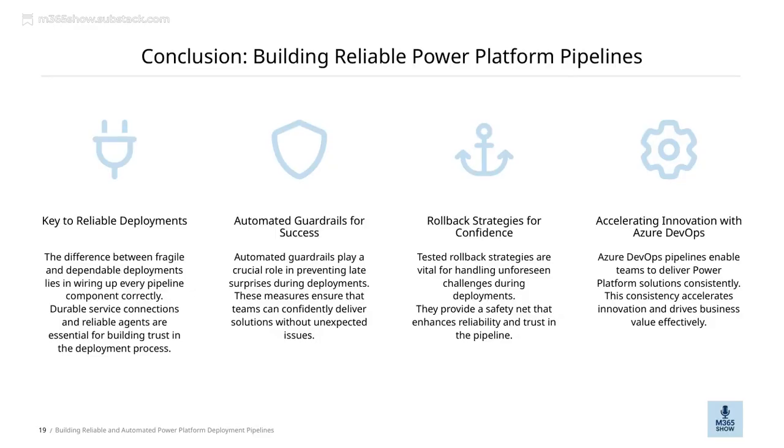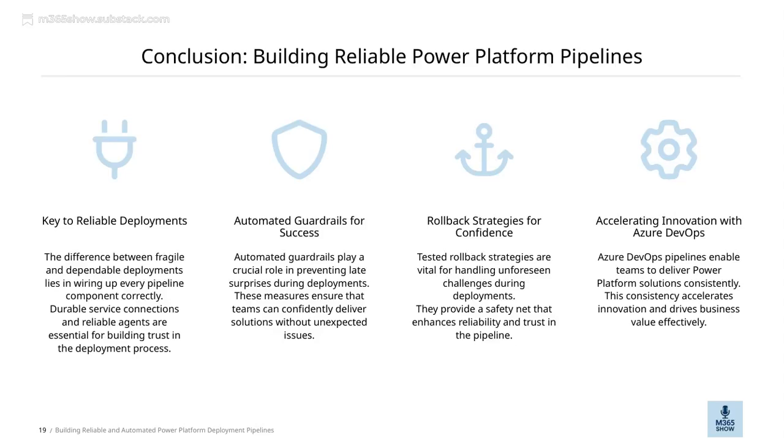Automated guardrails are another key component. These are the checks and measures built into your deployment process to prevent unexpected issues from slipping through late in the cycle. When these guardrails are in place, teams can deliver solutions more confidently, knowing that potential problems are caught early.